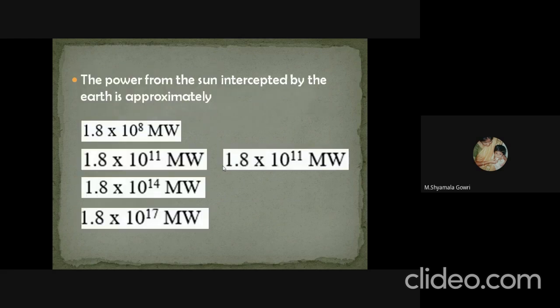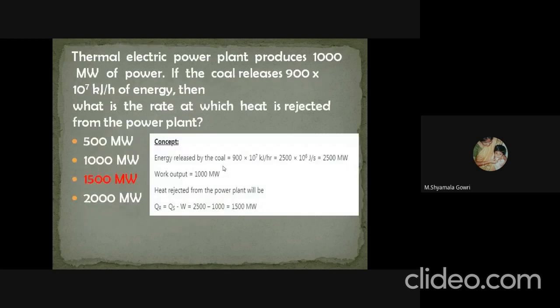Here, the power from the sun intercepted by the earth is approximately, the 4 options are given. 1.8 into 10 power 11 megawatts is the correct answer. This is the power from the sun intercepted by the earth.